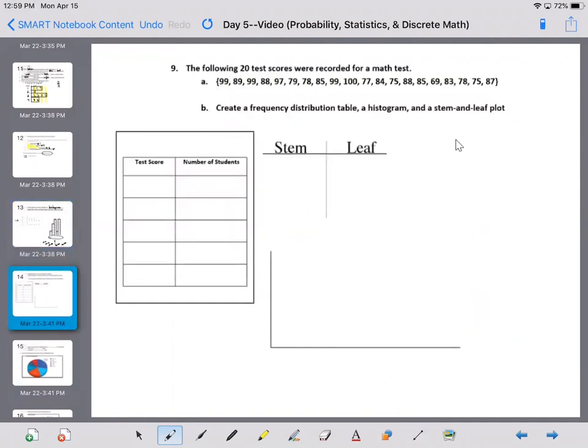All right, so then we've got an example. We've got 20 test scores that were recorded for a math test. So if we listed everything in order, I would encourage you to pause the video and go ahead and put everything in order.